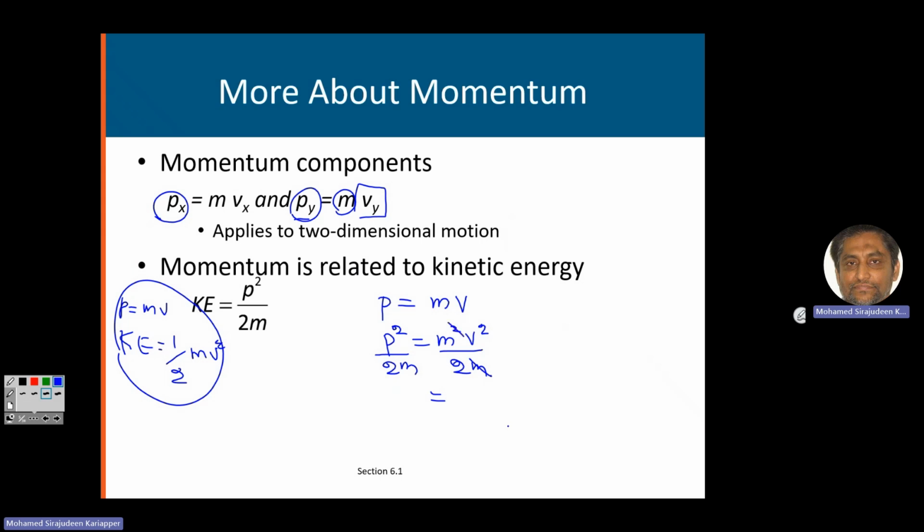1 m cancels with an m here. And we have a 1/2 mv squared. What do you get? Kinetic energy. So kinetic energy is equal to p squared over 2m. We have proved it. Okay.